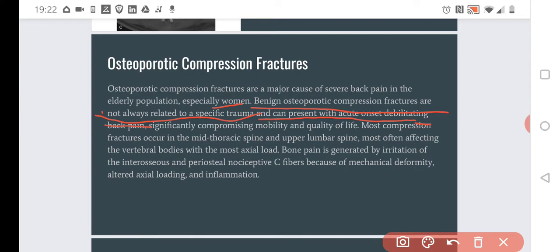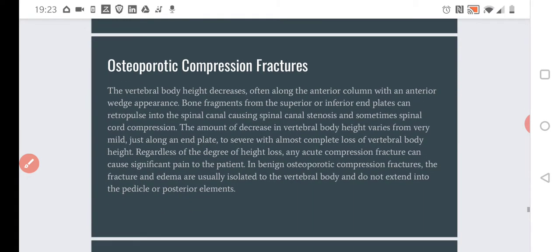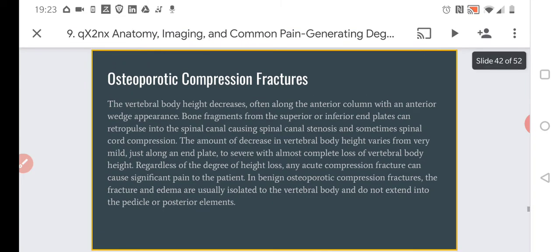So most of those fractures are in the mid-thoracic spine and upper lumbar spine, most often affecting the vertebral bodies with the most axial load. Of course, with the most axial load, because there is the most weight, the most force applied to this area. The vertebral body height decreases. So it's quite obvious.